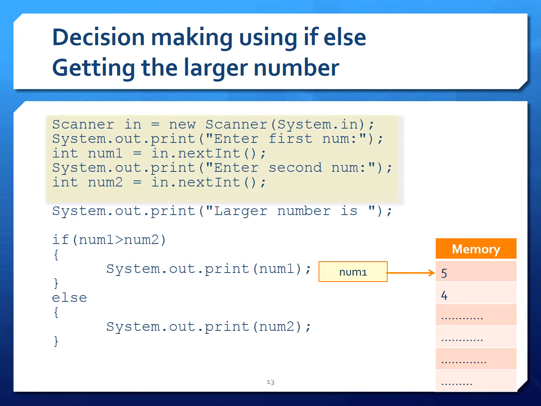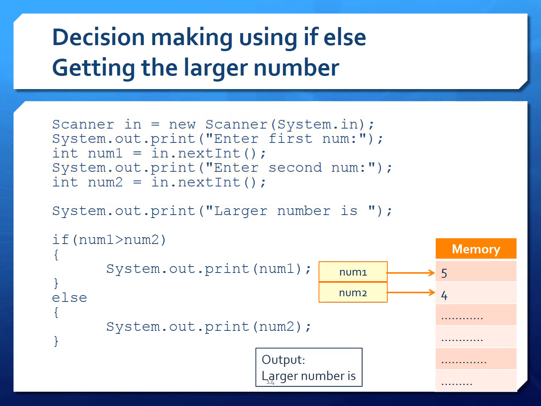Assume that now the user enters num1 as 5 and num2 as 4. Next, in the if statement, we evaluate the condition num1 more than num2. Since num1 is 5 and num2 is 4, the condition is effectively 5 more than 4, which is true. Since the condition is true, it will enter the if block and print num1, which is 5. It will not go to the else block.